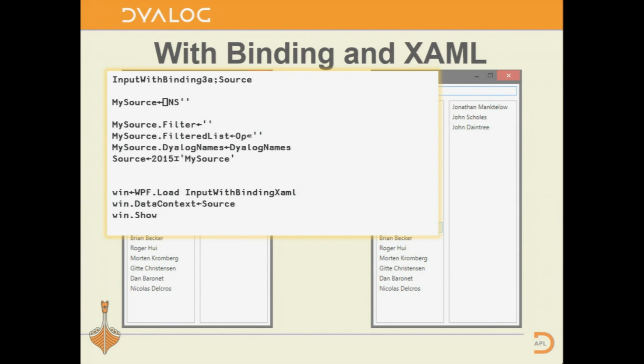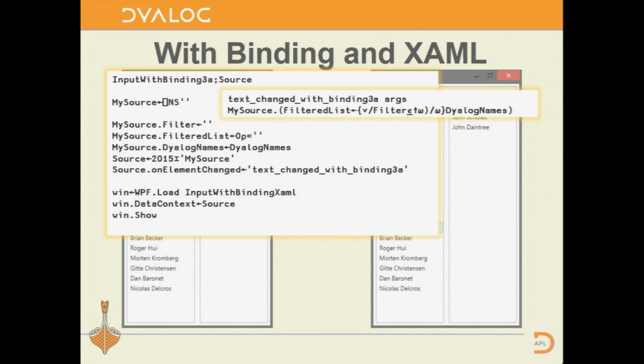Now, in order to hook up what happens when the edit changes the text in the edit field, in the previous example we needed to hook an event on the edit field itself. But with data binding in WPF, we can actually hook a callback onto the data source. So what we're saying here is, when something changes in the source, call this function. And what this function then does is it just has a regular APL expression that's doing nothing other than manipulating variables in a namespace. There's no reference to the GUI in here at all.